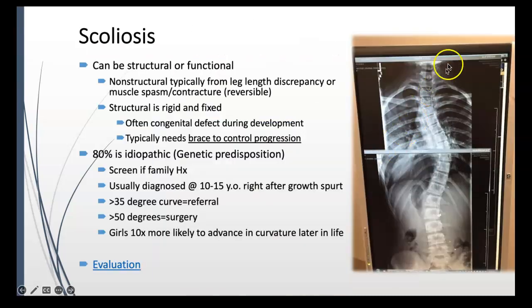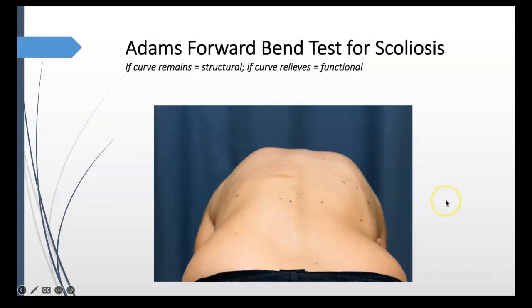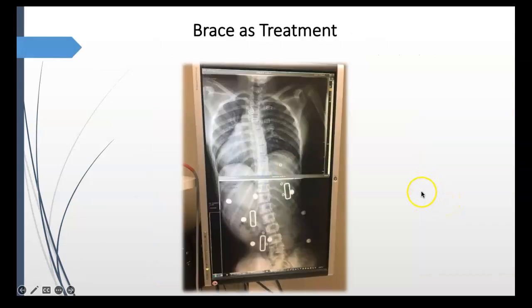Let me go back 2 slides. So here's that patient without the brace, and then here's that patient with the brace. So we can see that bracing a patient is extremely important.